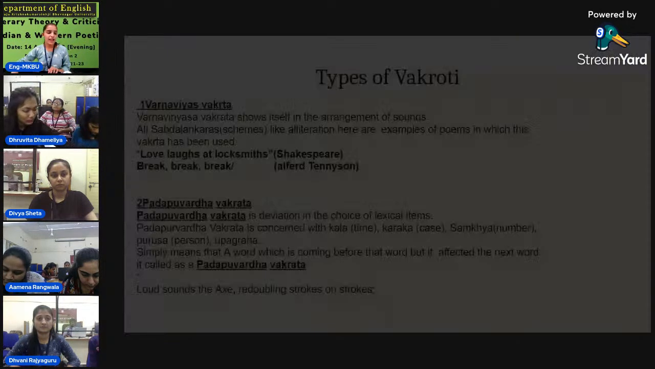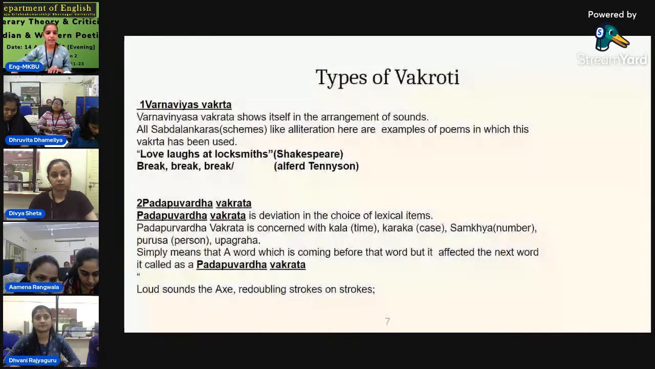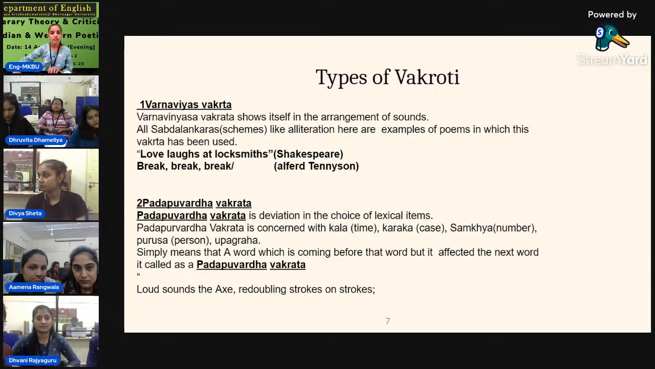Types of Vakrokti. There are six types of Vakrokti. Varna Vinyas Vakrata. Varna Vinyas Vakrata shows itself in the arrangement of sounds. All Shabda Alankar schemes like alliteration are examples of the poem in which this Vakrata has been used. Love's Labour's Lost, which is written by Shakespeare, and Break, Break, Break, which is written by Alfred Tennyson. In both the works, the Varna Vinyas Vakrata has been shown.